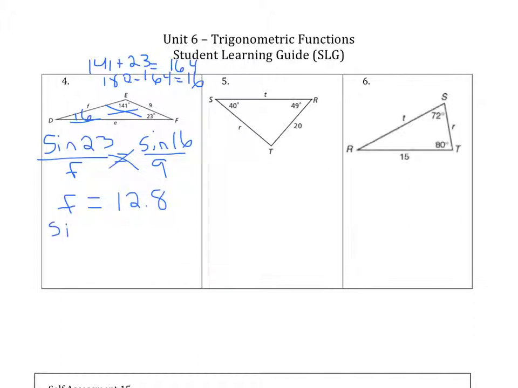And then I can have sine of 16 over 9 equals the sine of my other angle, which is 141, over its opposite, which is E, and then crisscross, and I have E equals 20.5. Go ahead, pause, and try number 5.